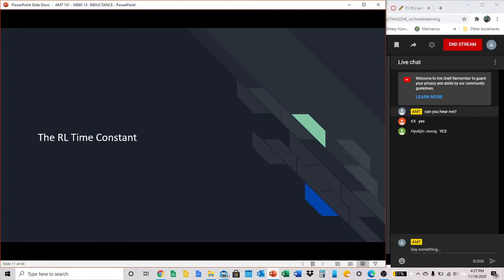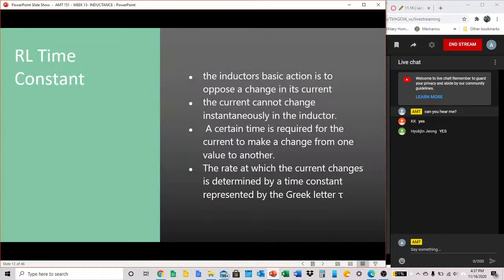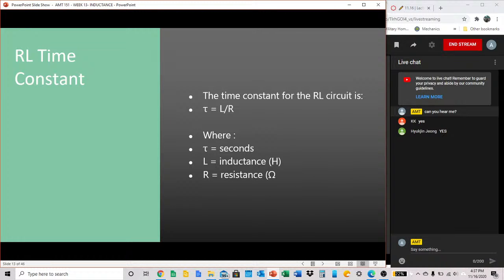The RL time constant. The inductor's basic action is to oppose a change in its current. The current cannot change instantaneously in the inductor. A certain time is required for the current to make a change from one value to another. The rate at which the current changes is determined by a time constant, represented by the Greek letter tau or theta. The time constant for the RL circuit is tau equals L over R, where tau is defined in seconds.